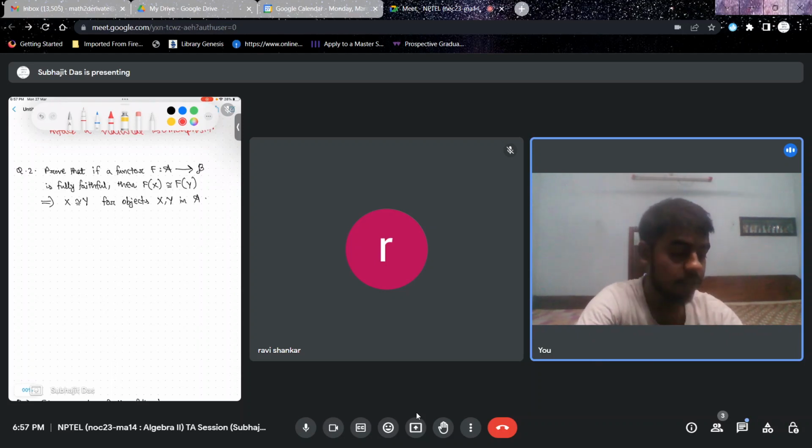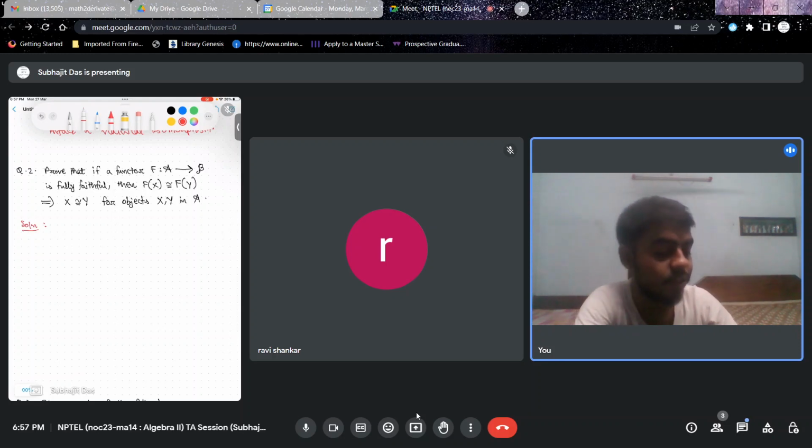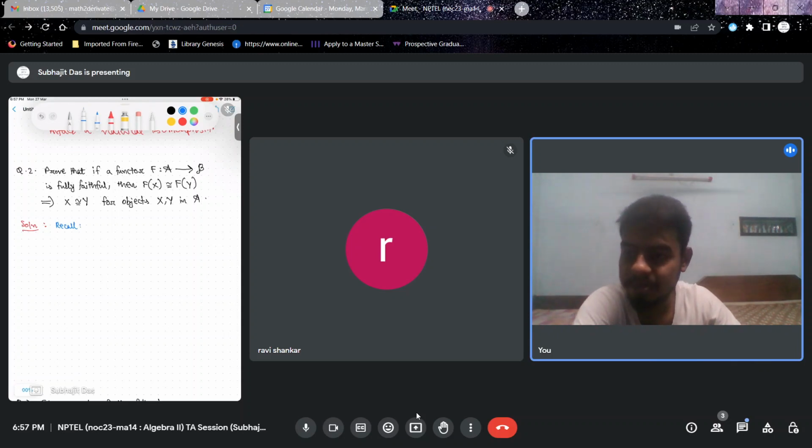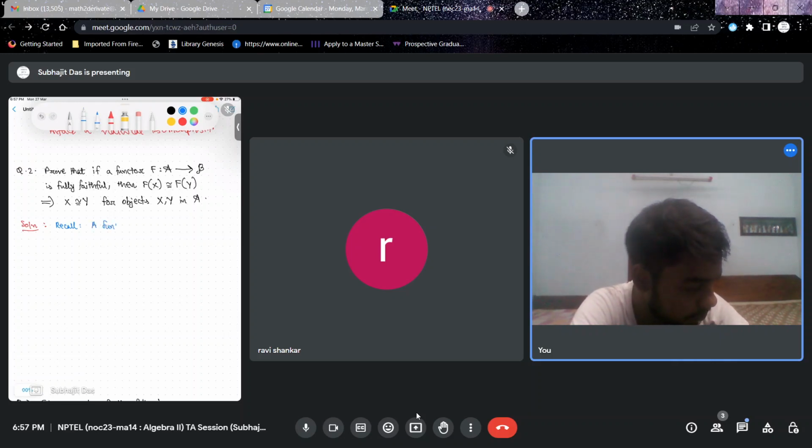So just to be very precise, let me first of all define what a fully faithful functor means. So recall, maybe I'll write this in blue. I don't know if it has been defined in the classes, but we define a functor f of a category script A into a category script B.